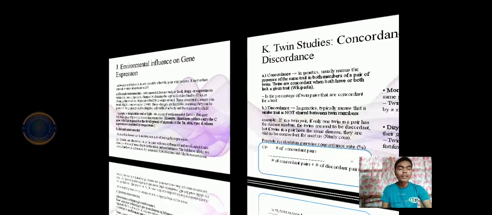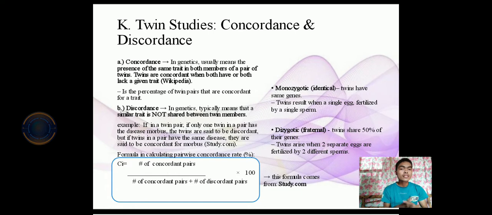Now, the study of the twin studies, the concordance and discordance. Ang ibig sabihin is that the concordance, presence of the same trait in both members of pair of twins. Twins are concordant when both have or lack a given trait. Kapag silang dalawa ang may traits, means they are concordant. Kapag sila dalawa ay may magkaibang traits, ang isa ay wala, ang isa naman meron, means they are discordant.